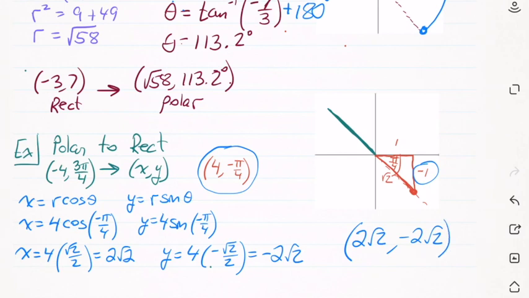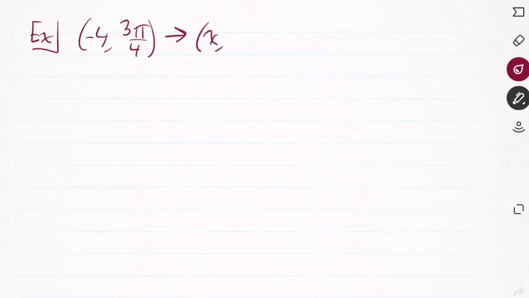Now, the other way of going about it, which some people will prefer, let's say we're going to change negative 4, 3 pi over 4 from polar into rectangular, x y. And if we just did it by the formula to start with, this would be negative 4 times cosine of 3 pi over 4.